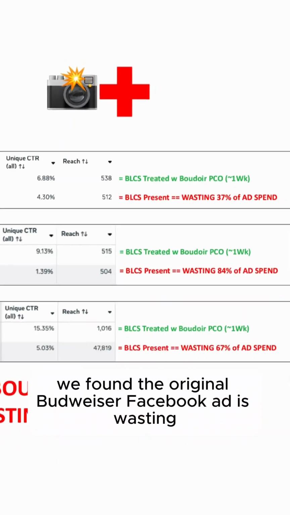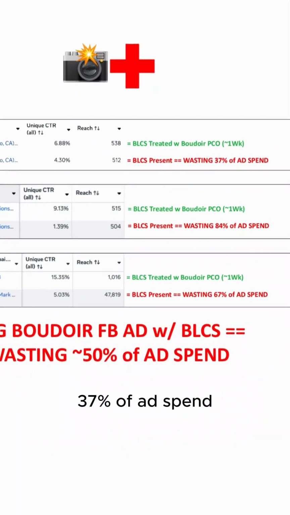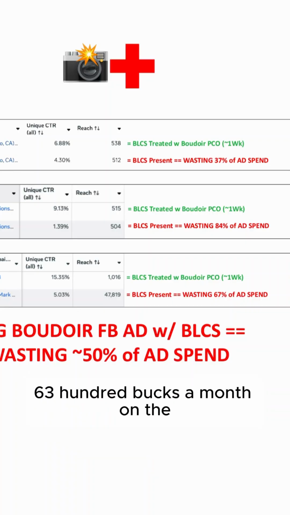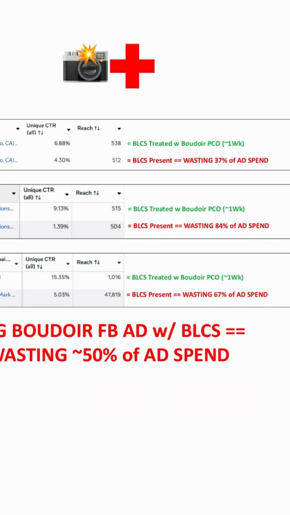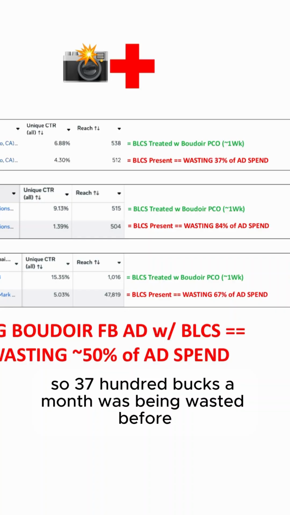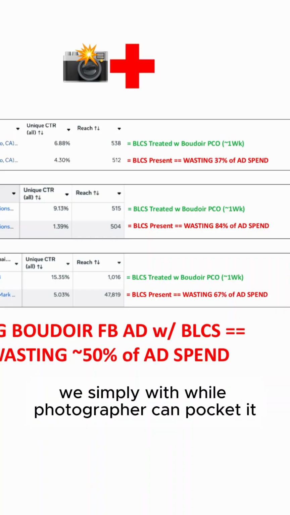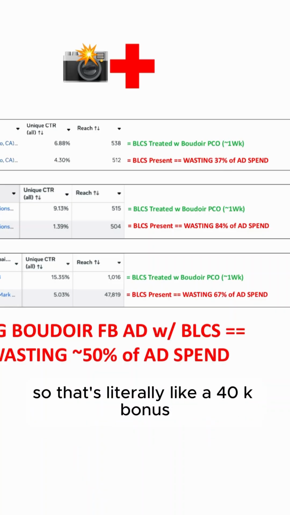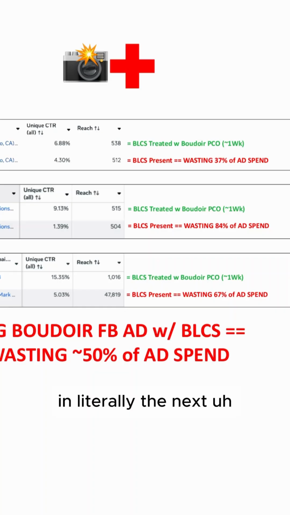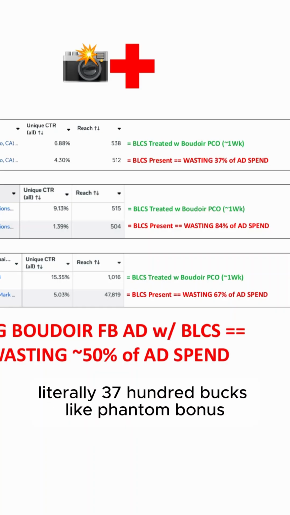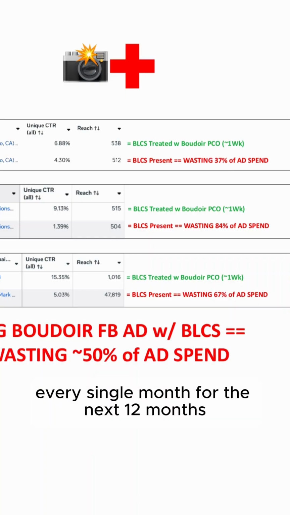So we found the original Boudoir Facebook ad is wasting 37% of ad spend, which means if the original was spending 10 grand a month, now the Boudoir photographer only needs to spend $6,300 a month on the Boudoir Pico treated ad, and they will get the same number. They're adding to the same number of women's brains each month. So $3,700 a month was being wasted before. Now we don't even spend it. The Boudoir photographer can pocket it. So that's literally like a 40K bonus over the next 12 months. Literally $3,700 like a phantom bonus every single month for the next 12 months.